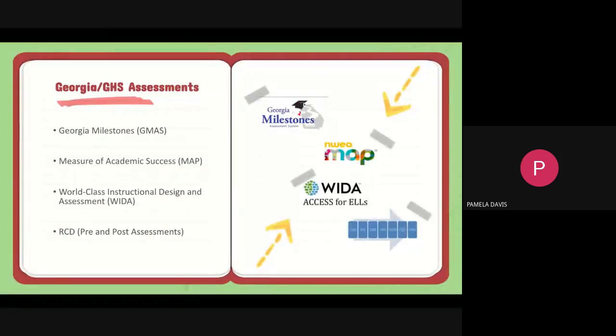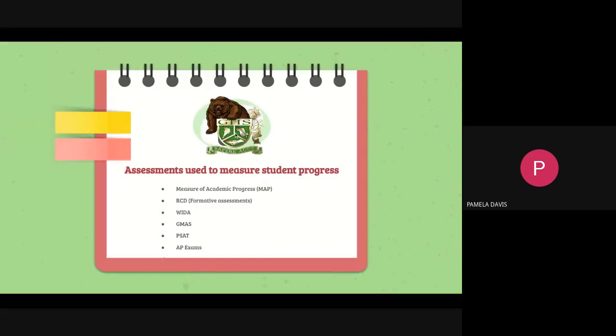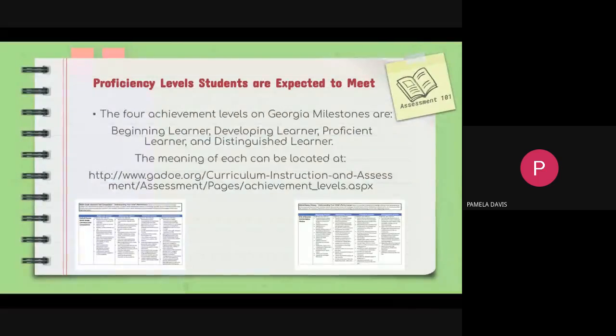There are 4 areas when students take the end of course assessment. They are identified as a beginning learner. When they take the assessment and their scores come back and they are a beginning learner, it means that they did not yet demonstrate proficiency of the knowledge and skills in that particular content area. Their score would range between 0 and 67.